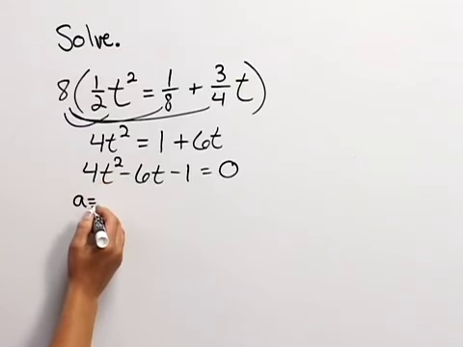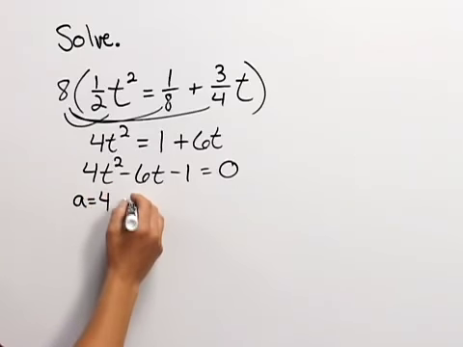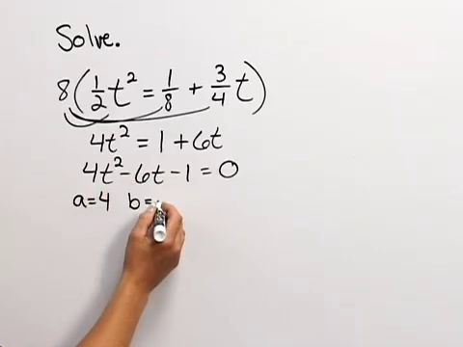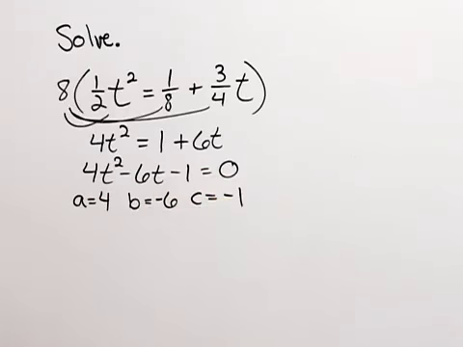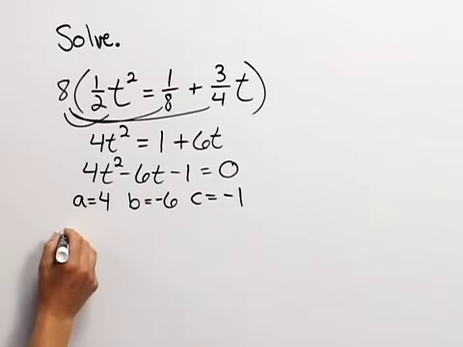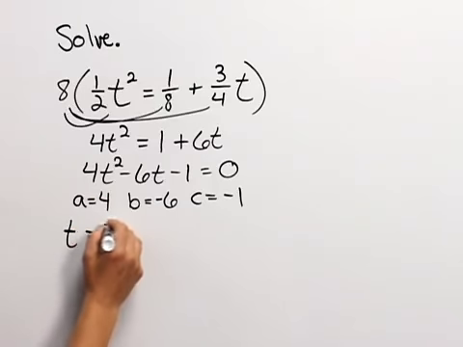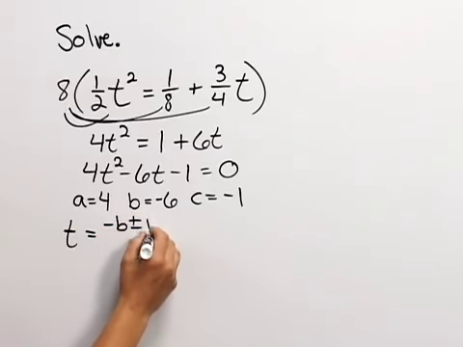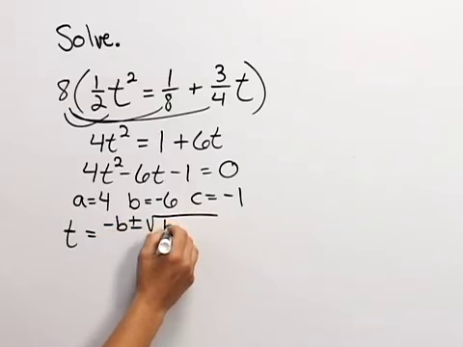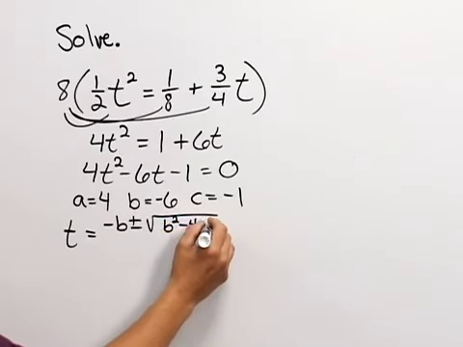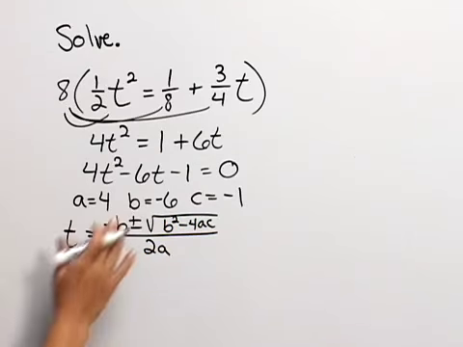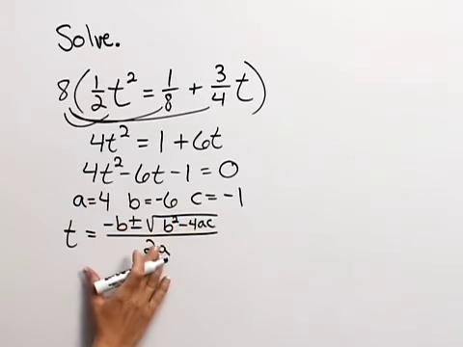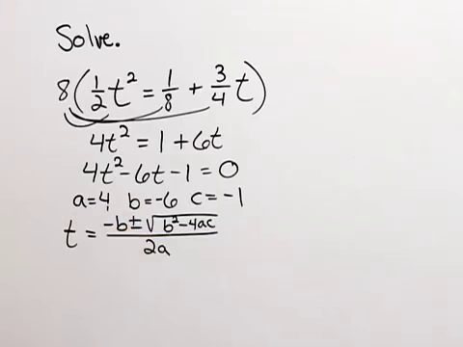A is the coefficient in front of t squared, which is 4. B is the coefficient in front of t, which is -6, and c is our constant, which is -1. Remember, the quadratic formula in this case will be t equals -b plus or minus square root of b squared minus 4ac all over 2a. Let's replace our variables in this formula with these values here.